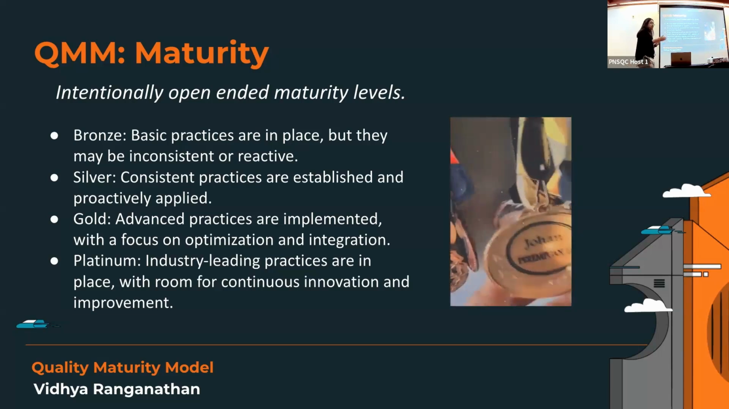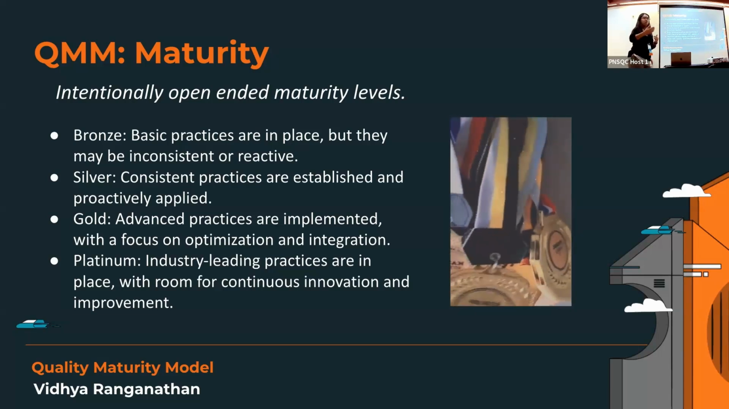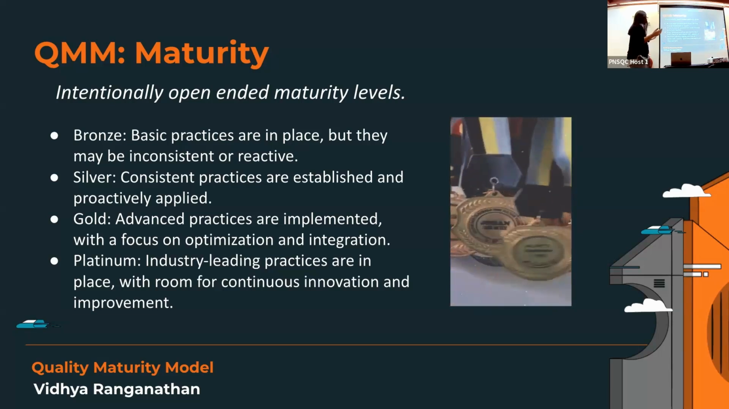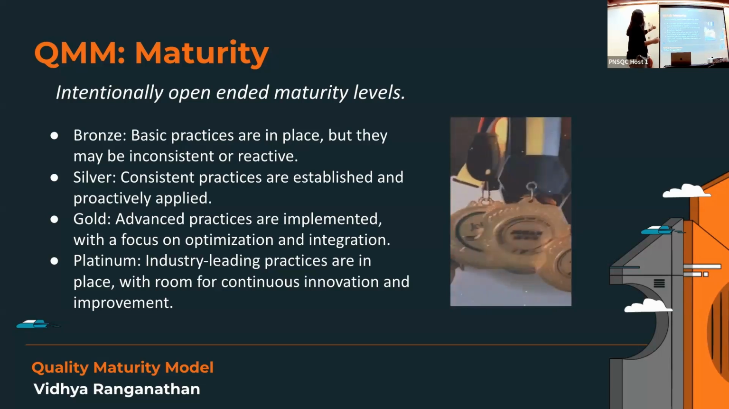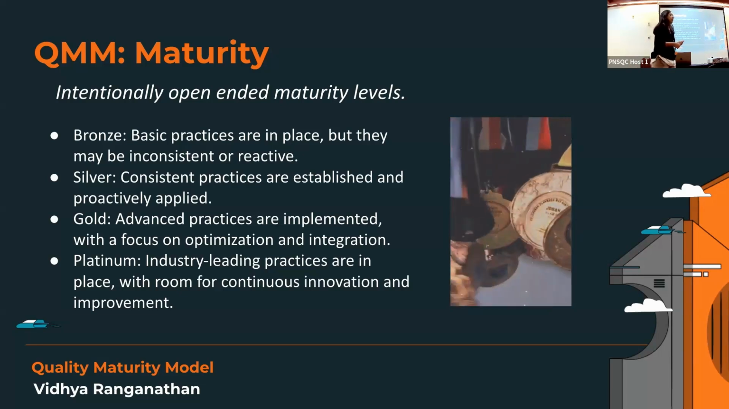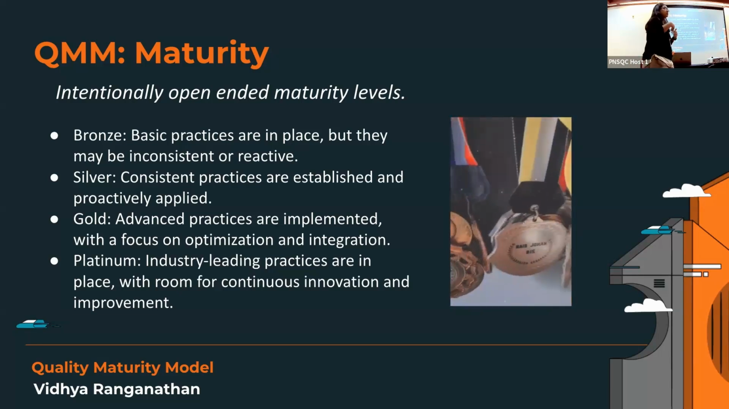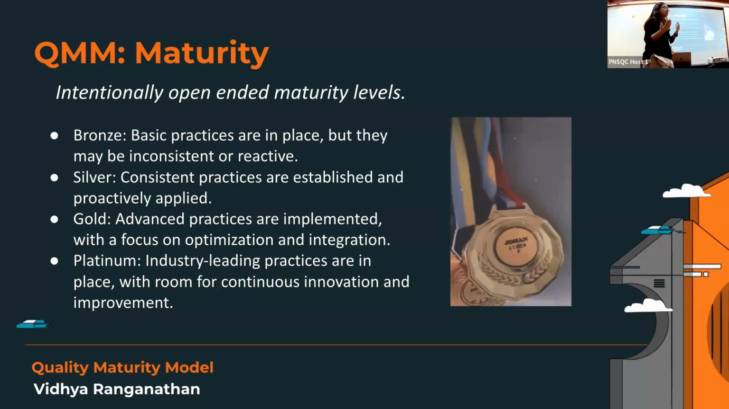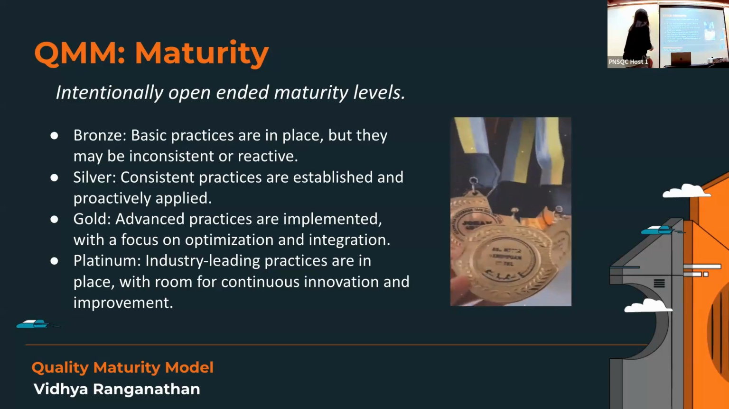But silver is consistently using those practices along your development process. That's the maturity growth here. And gold is advanced practices. Yes, I have a tool for static testing. What else does it do along with the static testing? What are the different kinds of static testing that I could do?